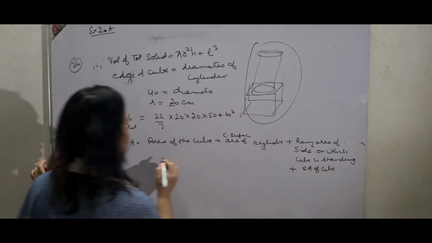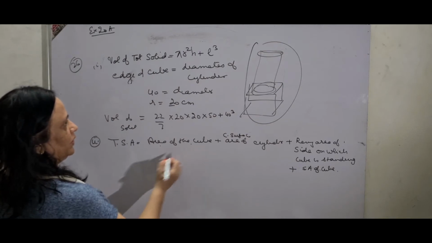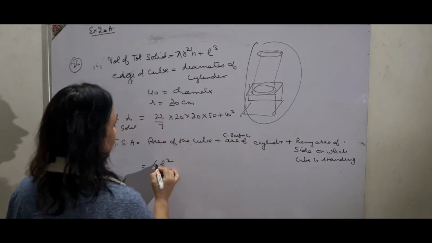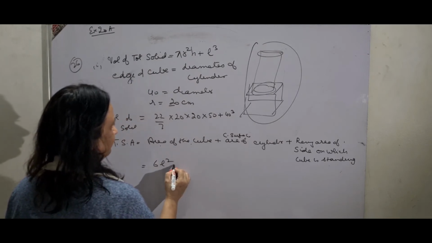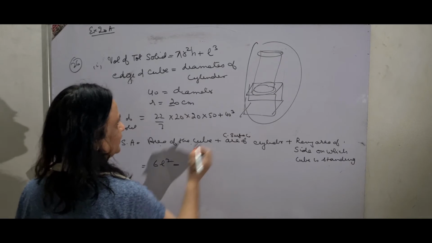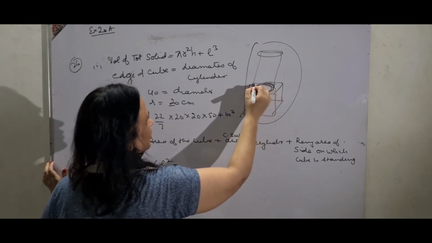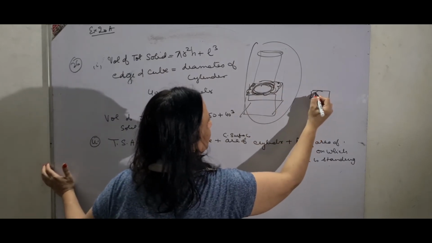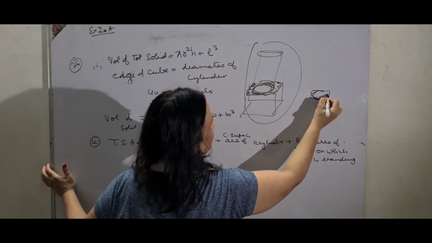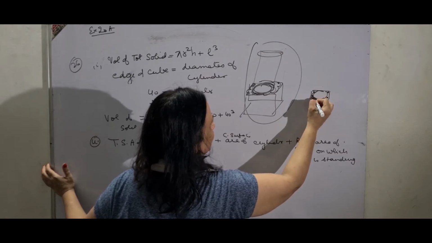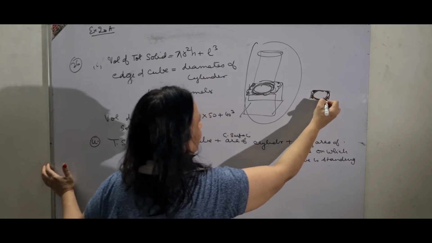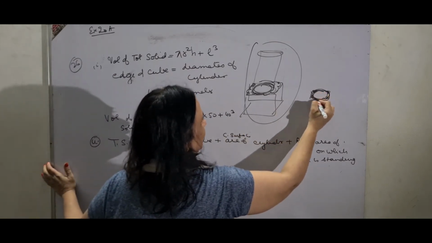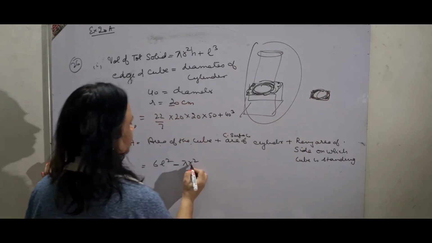So remember how to write it. Area of the cube is 6L square. You don't write it here, just write at the beginning only 6L square. Minus, you have to subtract this circle, because whenever you put a circle on the cube, the remaining area is what you have to calculate. This, which I have darkened, is how you calculate it, by subtracting pi r square, because this area is in the form of a circle, and the area of a circle is pi r square.